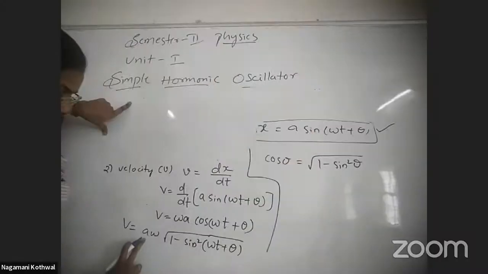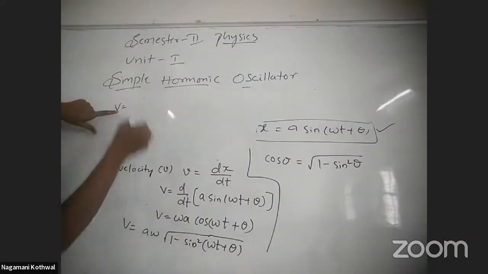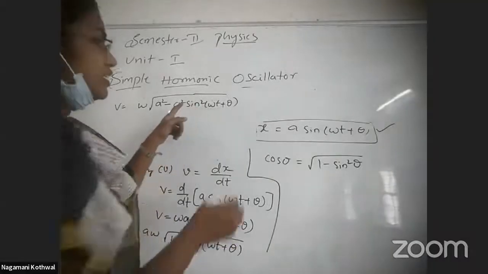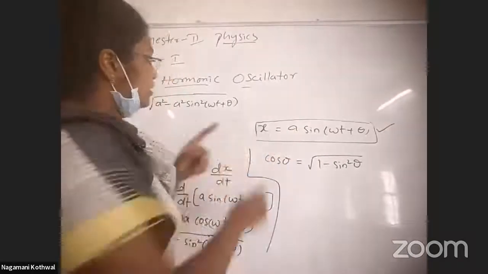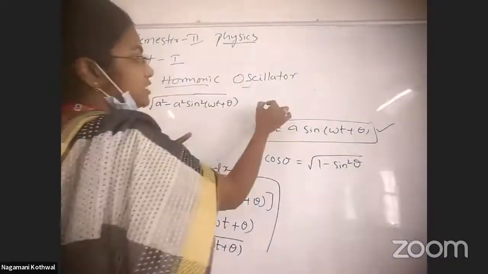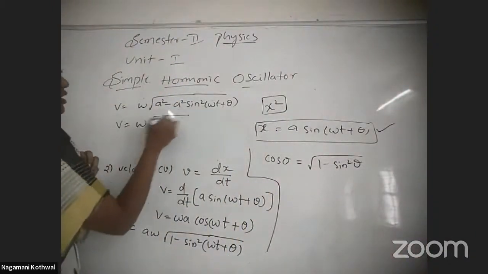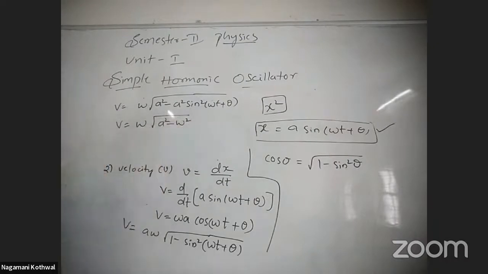Take this a inside the root: a square minus a square sin square(omega t plus theta). Here x equals a sin(omega t plus theta), so a square sin square(omega t plus theta) is nothing but x square. So v equals omega into under root of a square minus x square. This is the velocity.